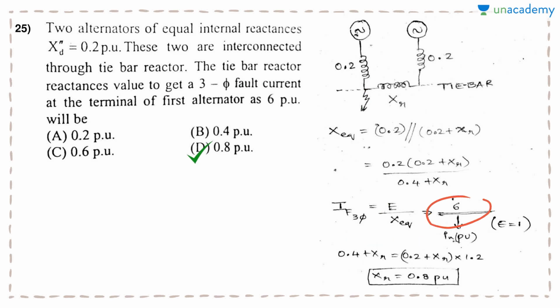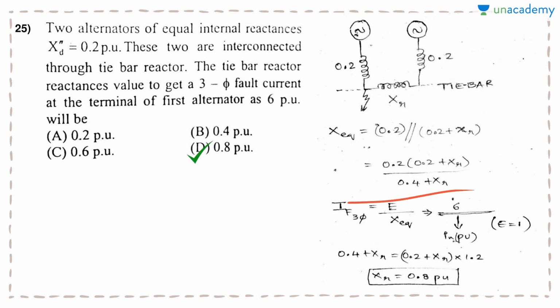What is this E value? E is 1 per unit, but we don't know the equivalent reactance. If you want to see the equivalent reactance across this point, these two are in parallel. So XR plus 0.2 is parallel to the 0.2. Now this equivalent reactance is 0.2 into 0.2 plus XR divided by 0.4 plus XR.